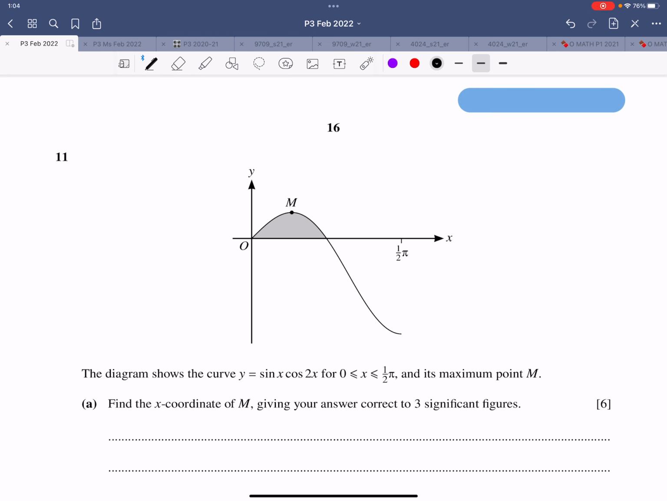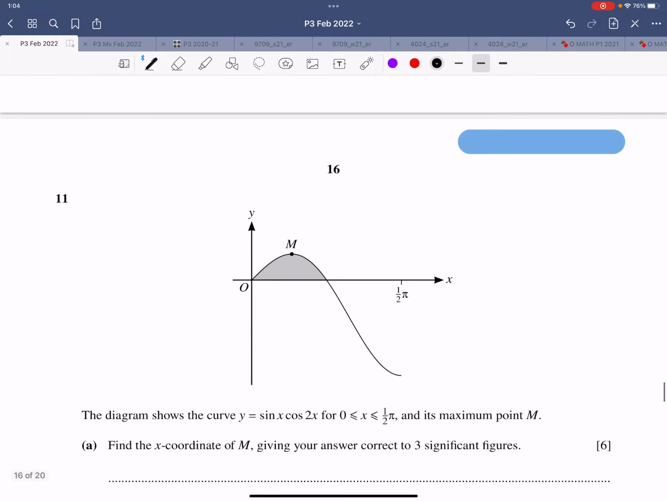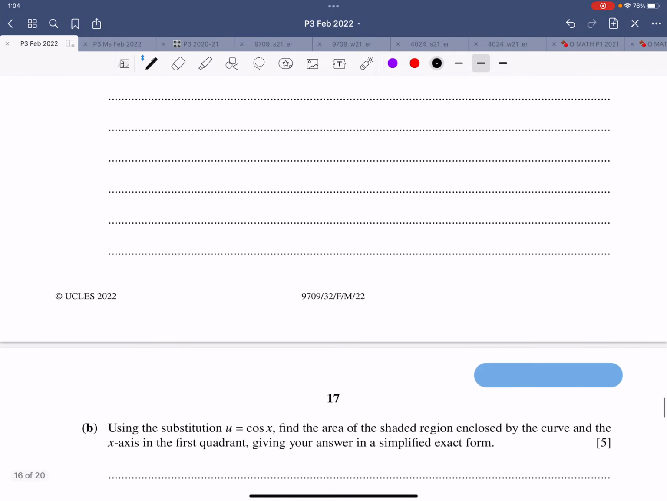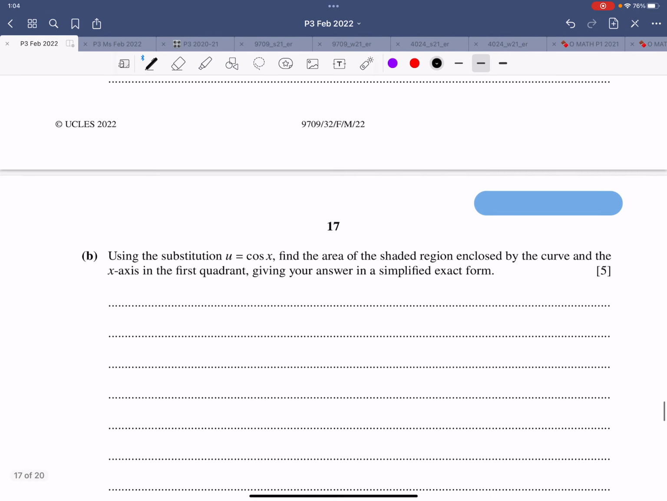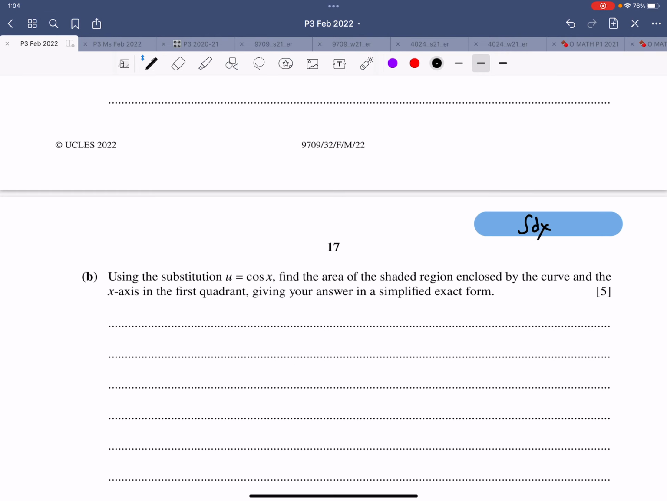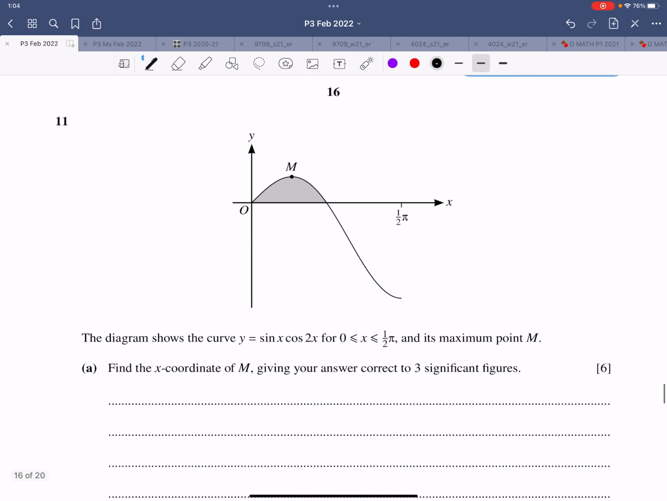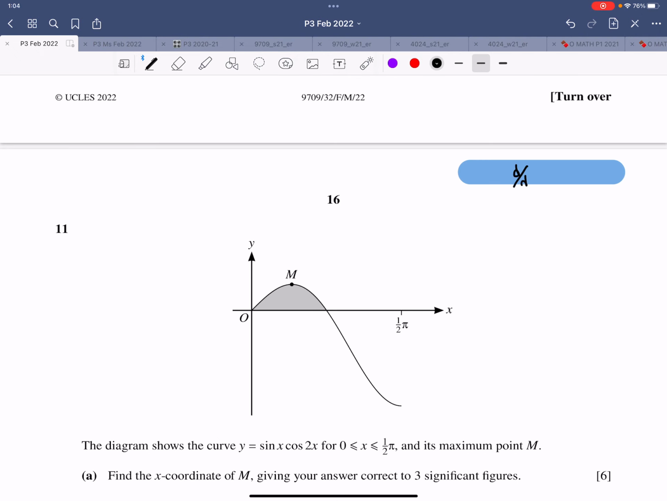Now question number 11 is the last question, and this question is about, the first part is about differentiation and the second part is about integration. So this is integration, and this is differentiation.